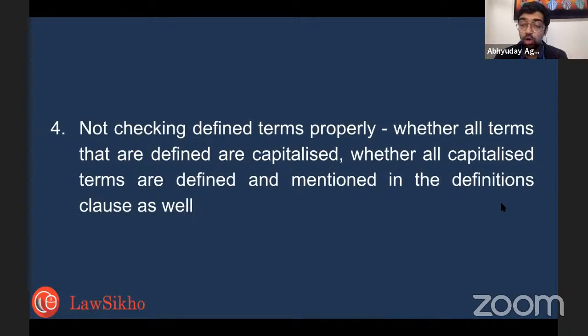Then this is a very common one: not checking defined terms properly. If you don't understand the contract, what will happen is, in the big contracts, you have 10 pages of definitions, 5 pages of definitions. It's huge. And then not checking the rest of the pages. If it's an 80-page contract, the remaining 70 pages, you'll not check: are there any other capitalized terms? Do I need to define them? Sometimes the terms are not defined in the definitions clause, but you'll just say transferred property has the meaning assigned to it in clause 4 of this agreement, for example.